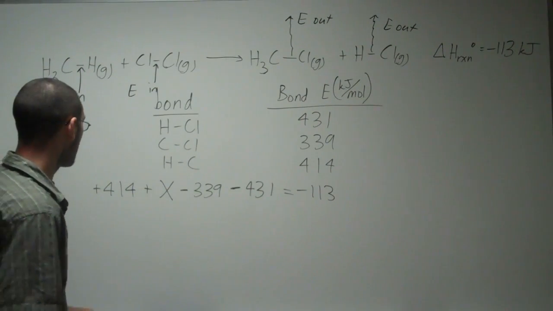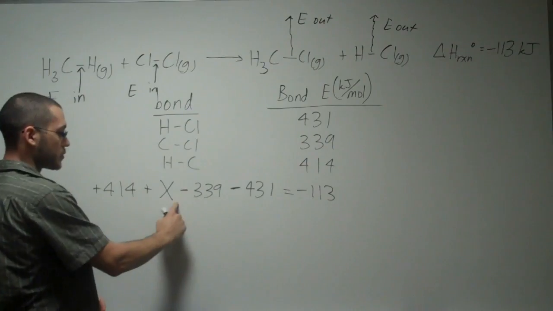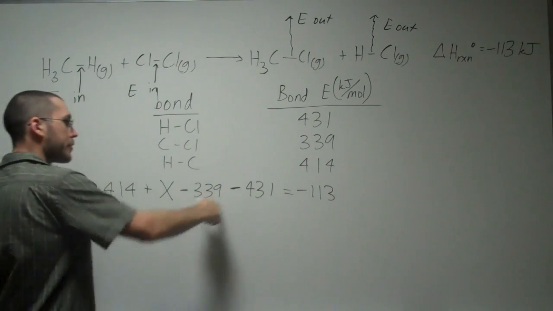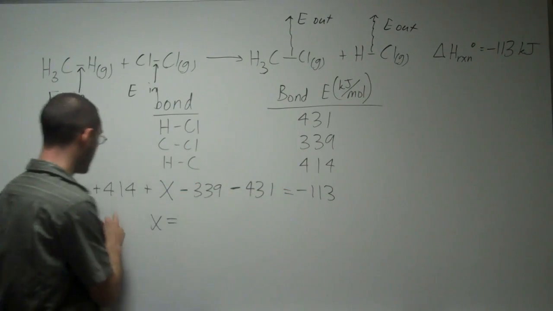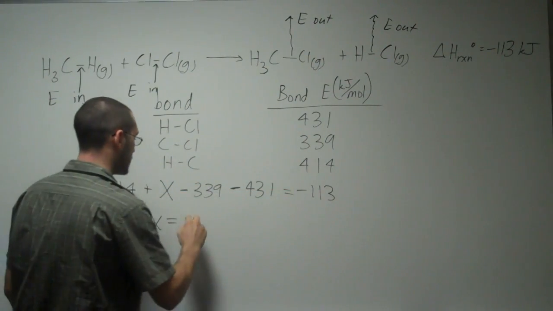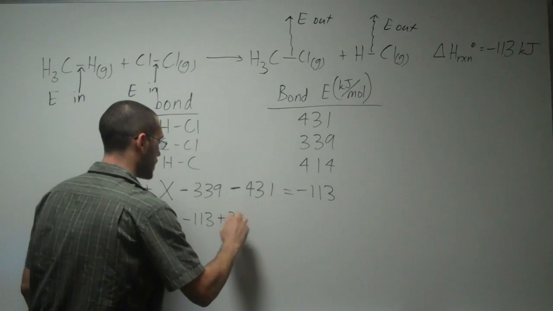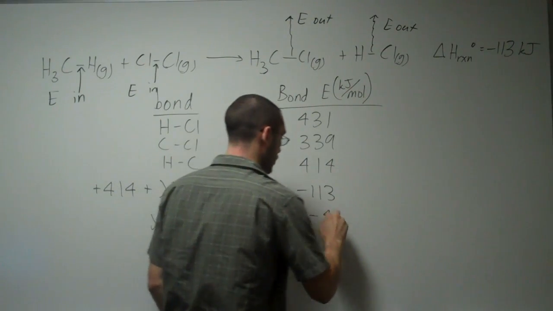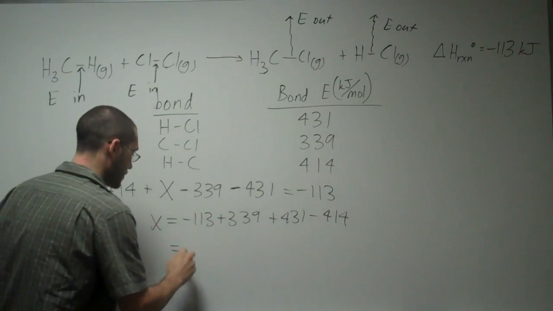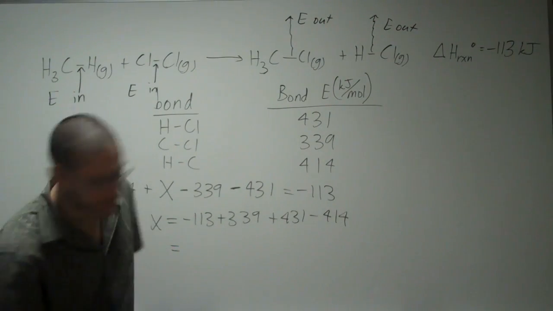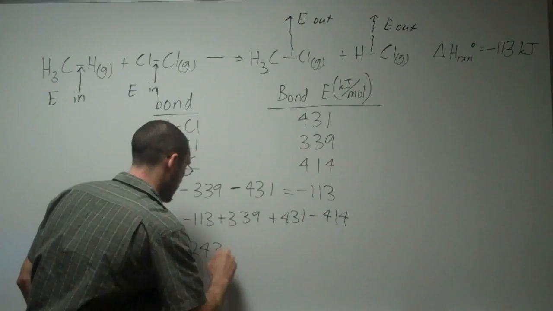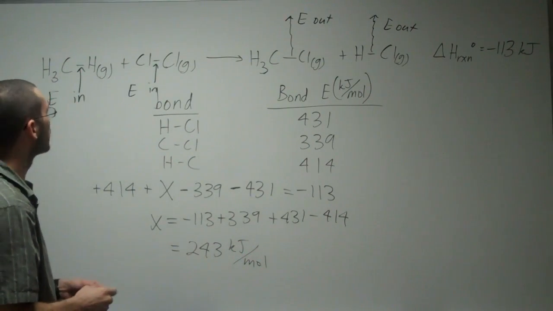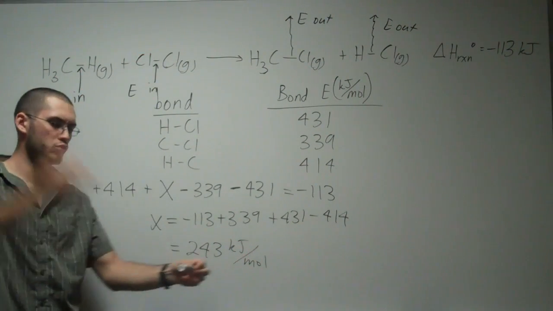I need to solve for X. This is what the question wants. So, I do a little algebra: add 339, add 431, subtract 414, and your final answer is 243 kilojoules per mole. This is the amount of energy that I have to put into the chlorine-chlorine bond in order to break it. Judo chop!